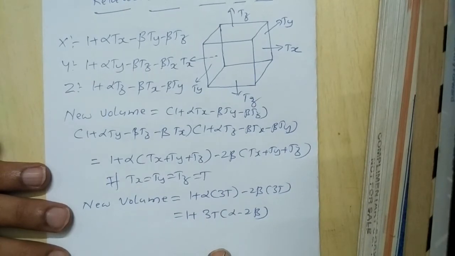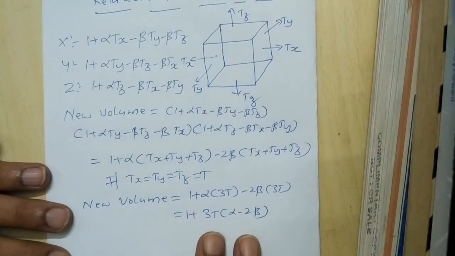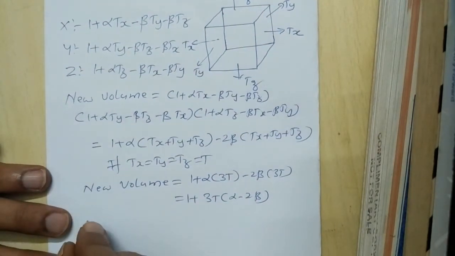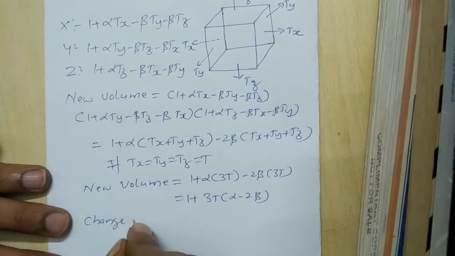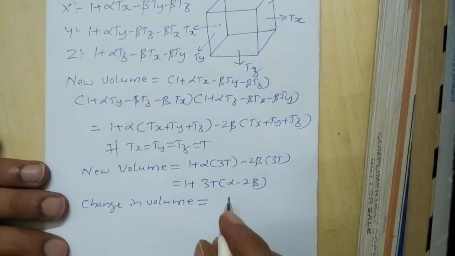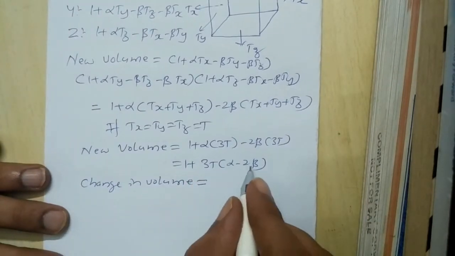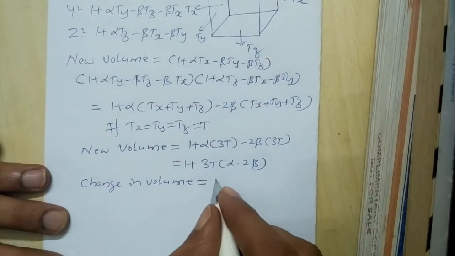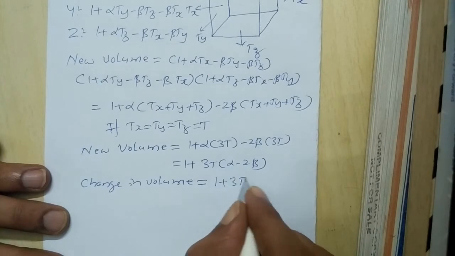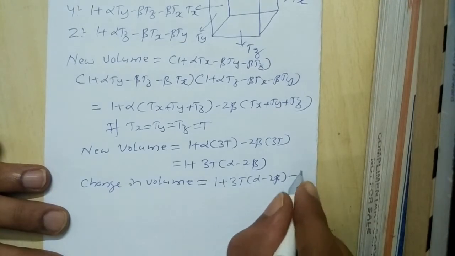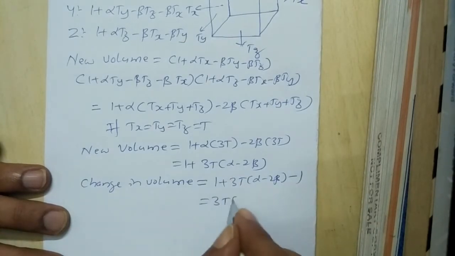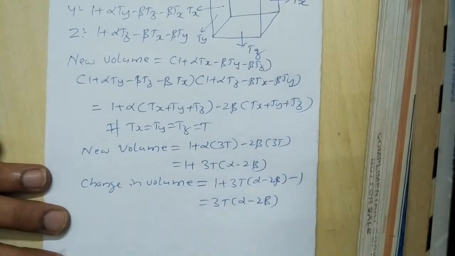Okay, so what is the change in volume, or the increase in volume? Earlier the volume was 1, now it changes to 1 plus 3T into alpha minus 2 beta. So the change in volume is 1 plus 3T into alpha minus 2 beta, minus 1. That is 3T into alpha minus 2 beta. So this is the change in volume.